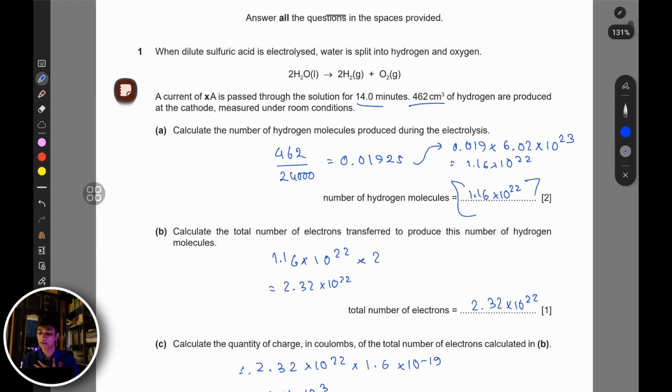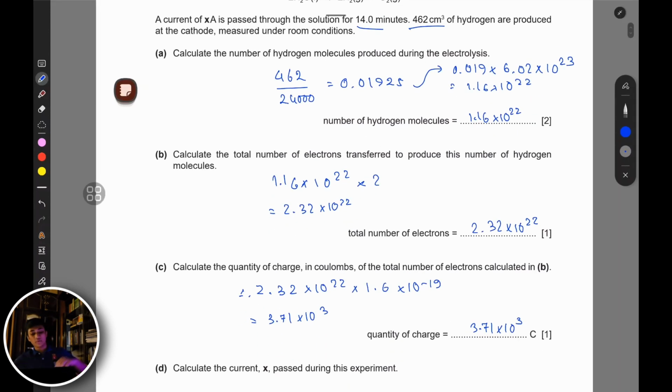So now you know the number of hydrogen molecules produced. How did you do that? You found out the moles of hydrogen produced, then multiplied that with the Avogadro's constant to find the number of molecules of hydrogen produced. Good.